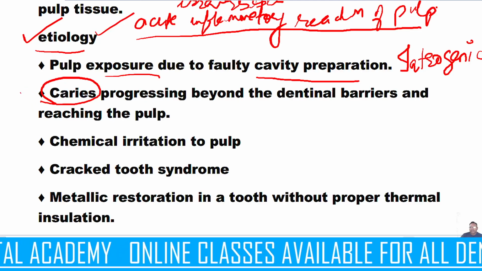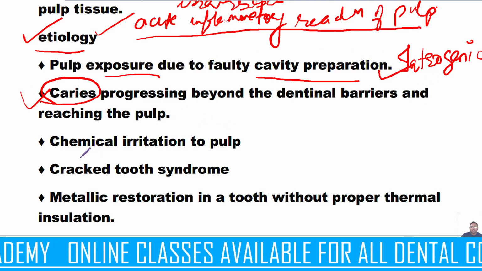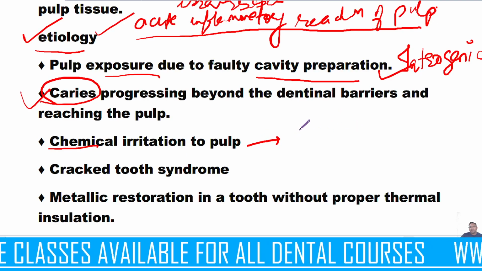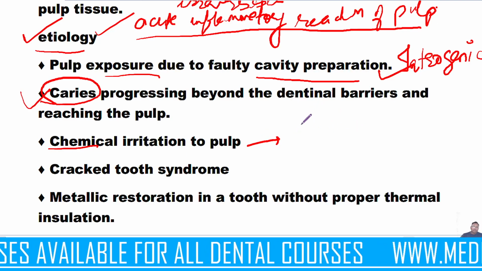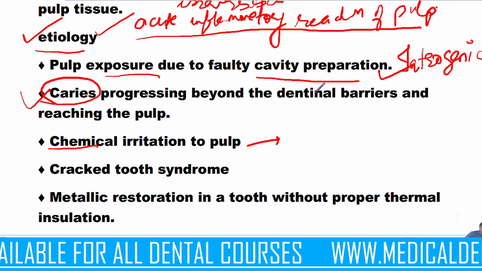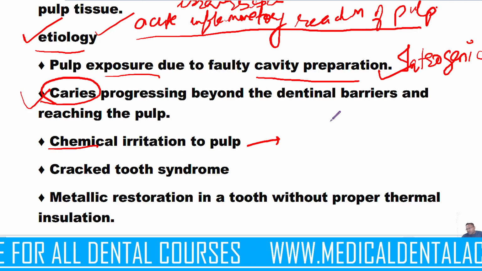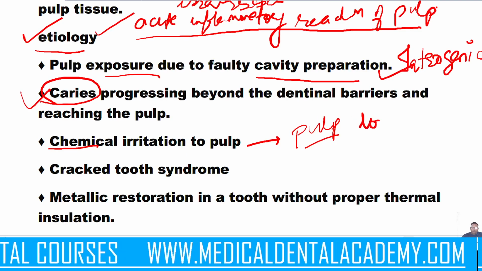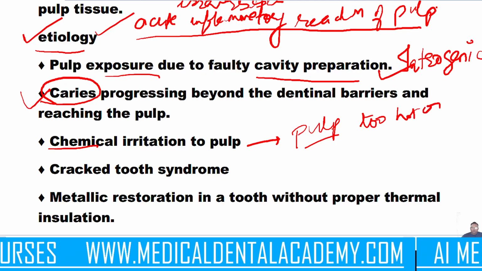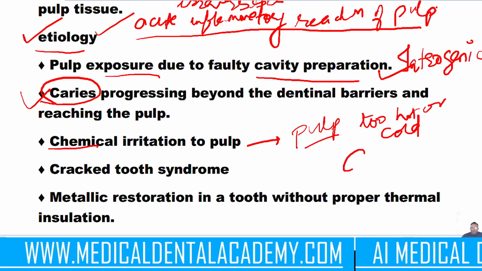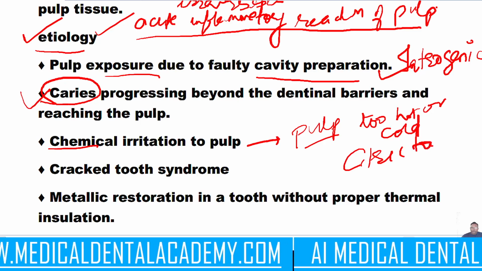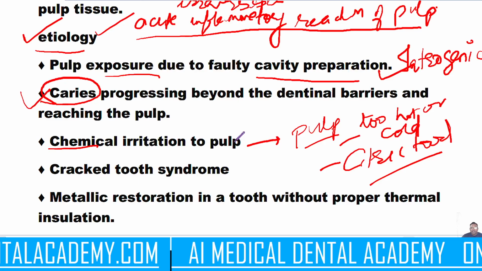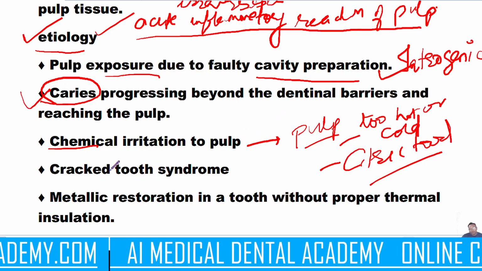The first one is caries, second is iatrogenic, third is chemical irritation to the pulp. In these cases, there are some chemicals which, on taking, cause problems in the pulp. For example, too hot or cold food, citric fruit. Some materials are placed in the teeth and they will have a chemical effect on the pulp.